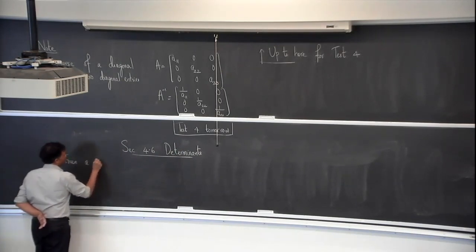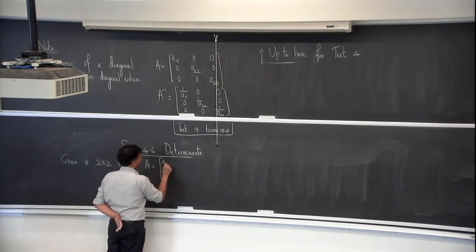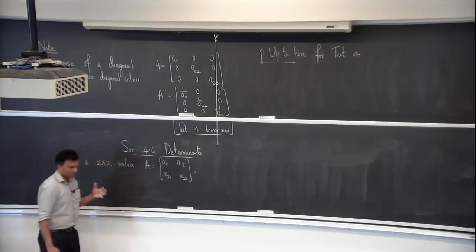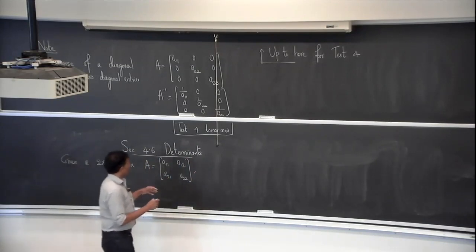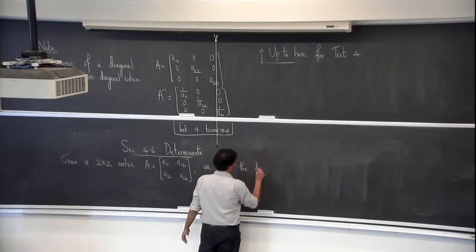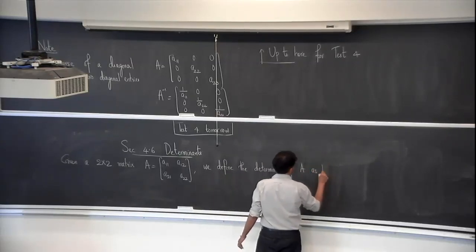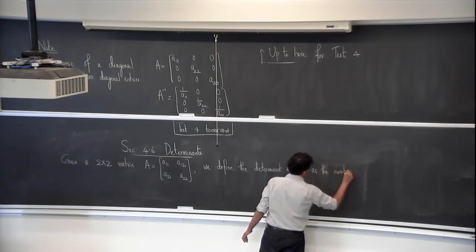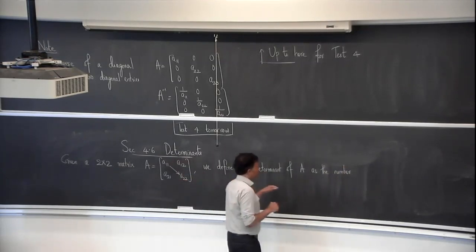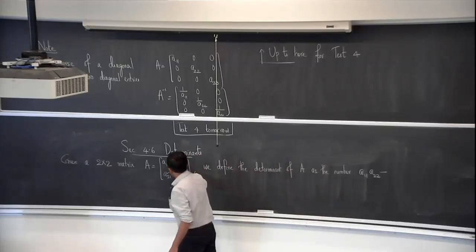So given a 2 by 2 matrix, A equal to A11, A12, A21, A22. So let's start with the easiest and the smallest possible thing. Okay. We define the determinant of A as the number given by, so what you do is you multiply these two, okay, A11 times A22. You subtract the product of the other two, minus A21 times A12.